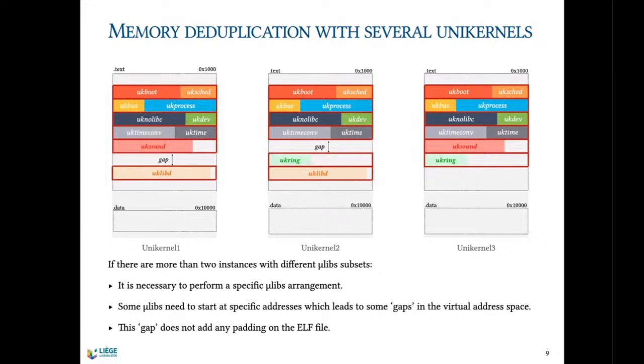in that case, it will be necessary to align the UK ring microlib by leaving a gap on the second instance in order to have exactly the same addresses in the binary instructions on all other instances. It will be exactly the same on the first instance with the UK libd microlibs. Also, this gap will not add any padding on the ELF file. It will just add some memory padding in the virtual space of the unikernel. So basically, we cannot just place a microlib at the end and say that it will work. We need something a bit smarter if we have several instances.